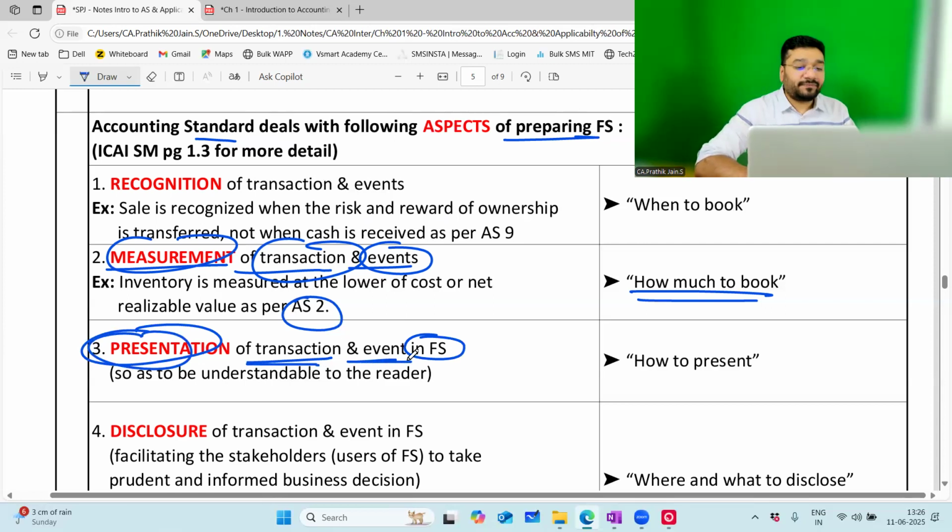Example for this, can you give? AS 3, cash flow statement. We are talking about the accounting standard aspect. So how should the cash flow statement be presented? First cash flow from operating activity, then cash flow from investing, then financing. With that you get the net cash inflow or outflow, then add opening, then it equals closing. So this entire format is given by whom? Accounting standard.